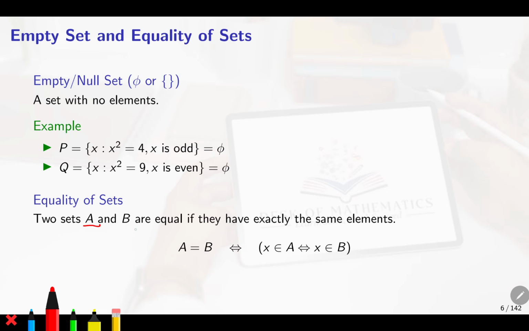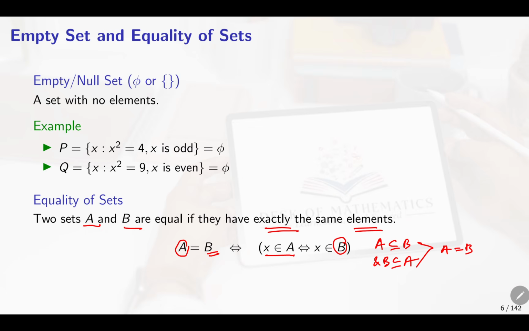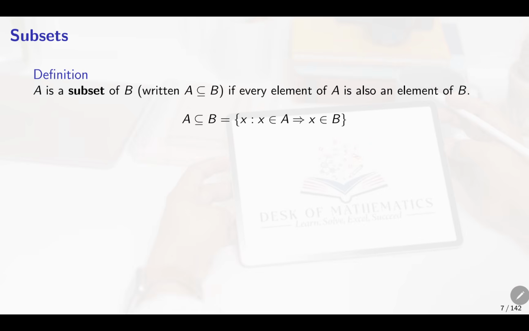Similarly, we have the equality of two sets. We say that a set A is equal to the set B if every element of A is in B and every element of B is in A. That means A is a subset of B and B is a subset of A. If both conditions hold, then we say A is equal to B. So two sets A and B are equal if they have exactly the same elements.